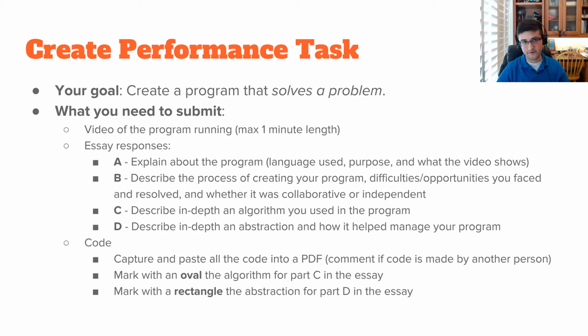That's because obviously when you're creating a program, you're going to have code, and you need to paste that code and send it all to College Board so you can be properly graded and get that 5. Now, when you get the code, you're going to have to capture and paste all that code into a PDF. You're going to have to comment where, like, let's say code has been made by another person. Again, we'll go over that. You're going to mark with an oval where there's an algorithm. This is what you talked about in part C. And then you're going to mark with a rectangle the abstraction for part D.